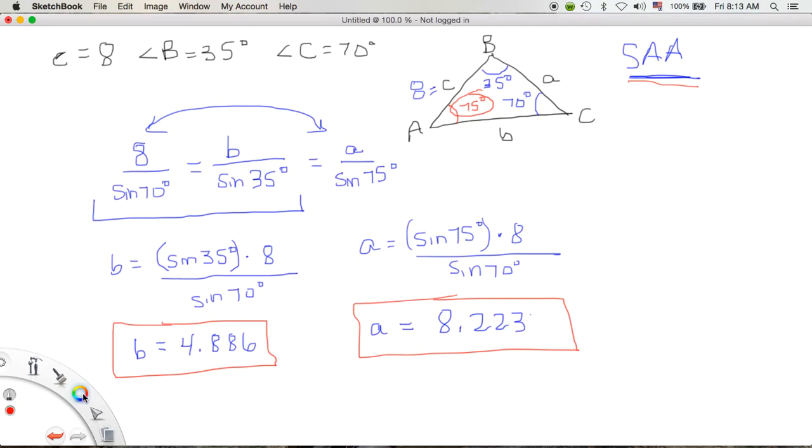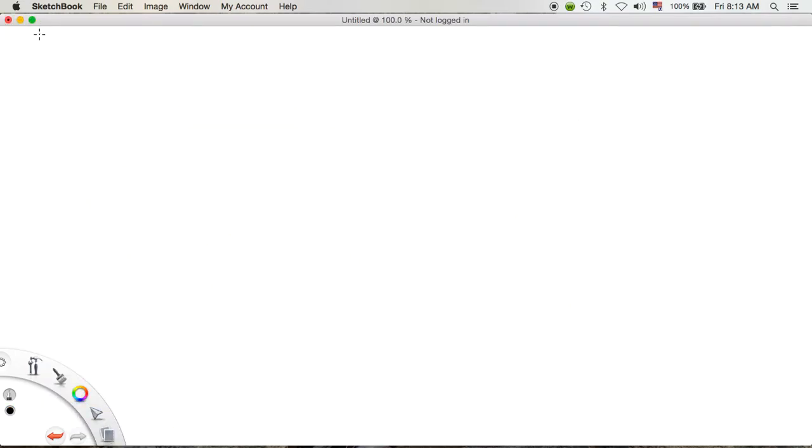So what happens when you have side, side, angle? That's a little bit different. When you have side, side, angle, we've got 2 sides that are next to each other. So for example, we could have sides C and A and angle C, or BC and angle B, or AB and angle A. So as we go around the triangle, we've got 2 sides and an angle.